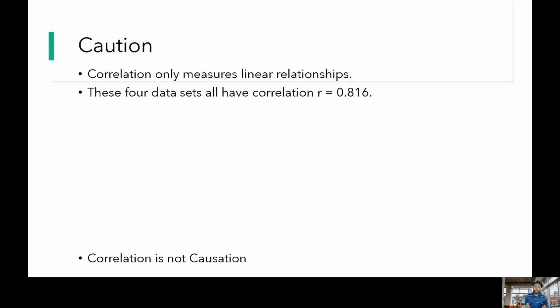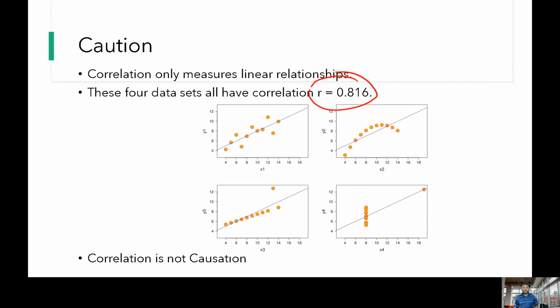Now, there is a famous data set called the Anscombe data set. It's an interesting data set in which, as you're going to see, these 4 data sets all have the same correlation coefficient of 0.816. Look at this. Which of these scatter plots would really make sense for us to use?